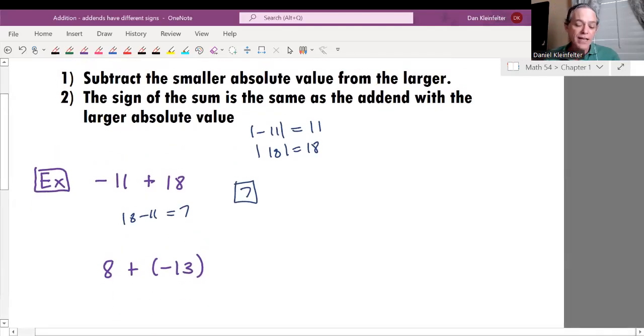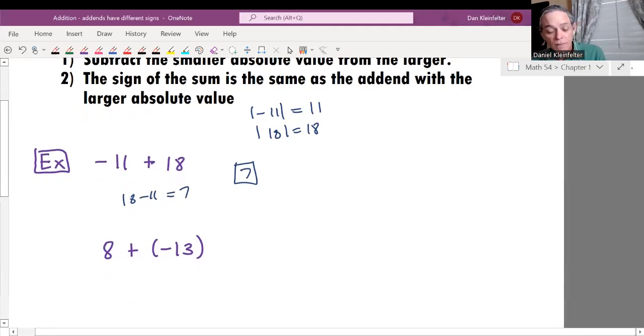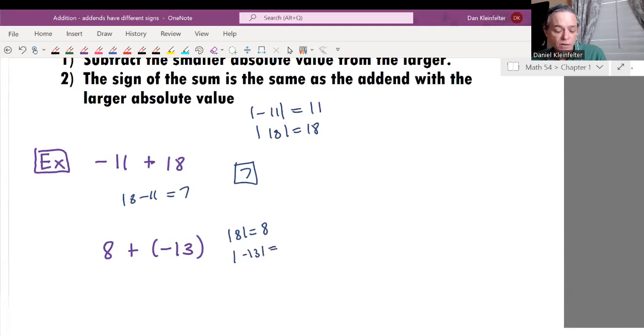Okay, 8 plus negative 13. The absolute value of 8 is going to be 8. The absolute value of negative 13 is going to be 13. Okay, so subtract the absolute values. 13 minus 8 is 5. Okay, that's the end of step 1.